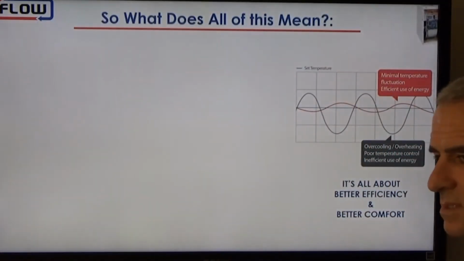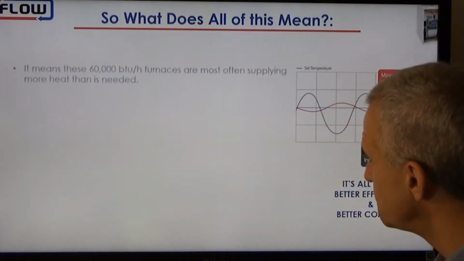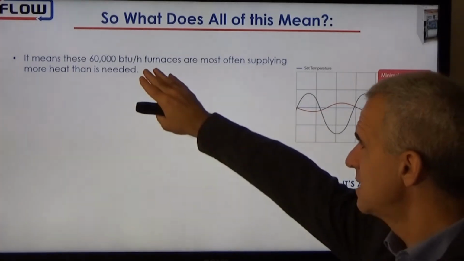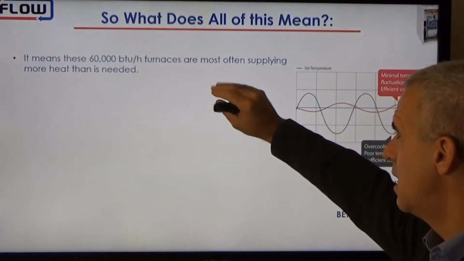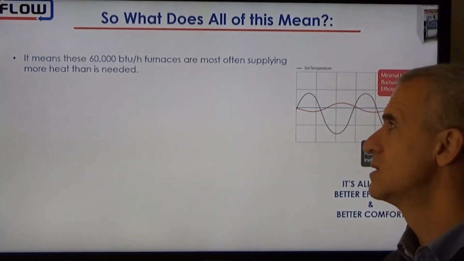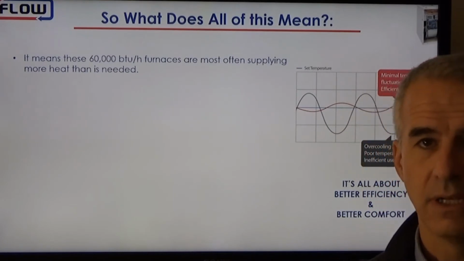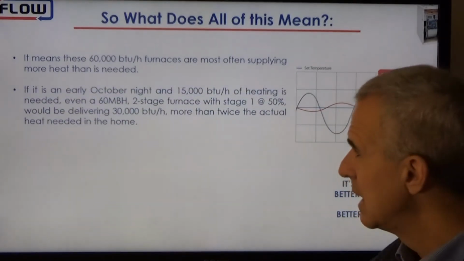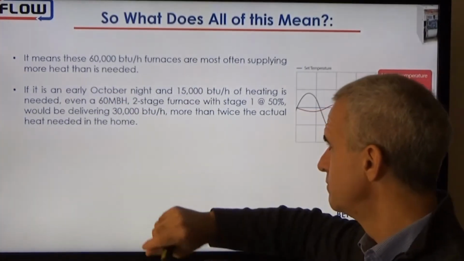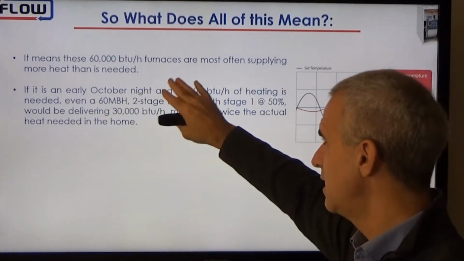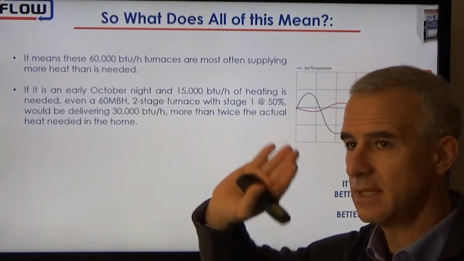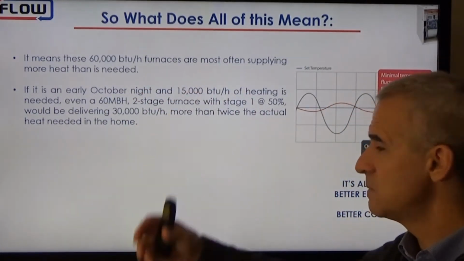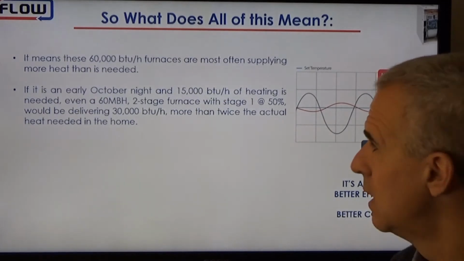So, what does this all mean? Well, what it does mean is that the 60,000 BTU furnaces are most often supplying more heat than we actually need in the home. For an example, if it's a night in early October in, let's say, the Northeast, and we need 15,000 BTUs worth of heating.